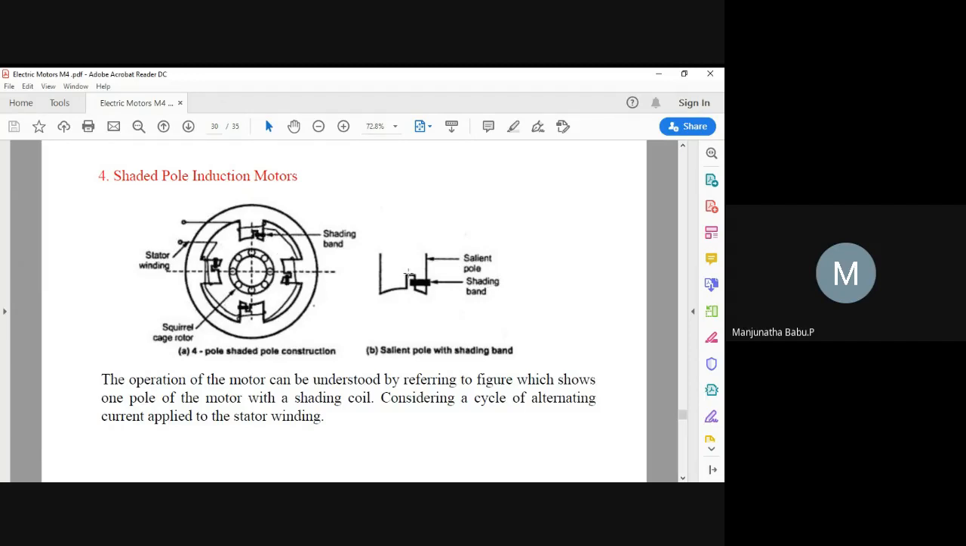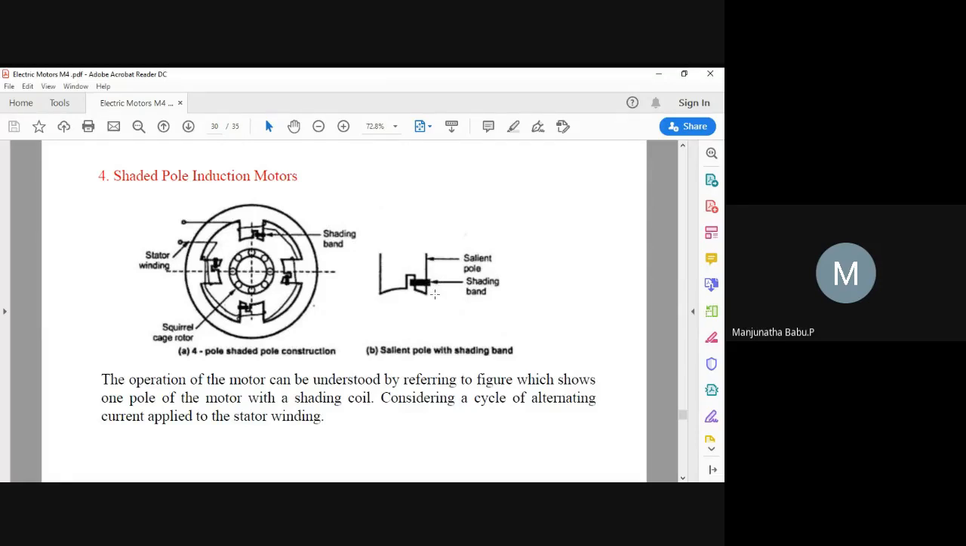Here it has been shown separately. It is a salient pole with a shading band. Salient pole is nothing but the poles are being projected. So this is with respect to the construction. Since the copper bands are placed at one side of the pole, that's why it is called the shading band.